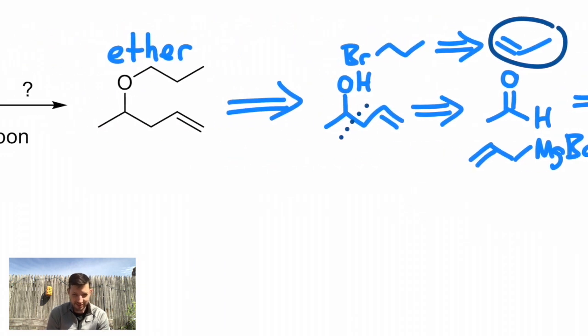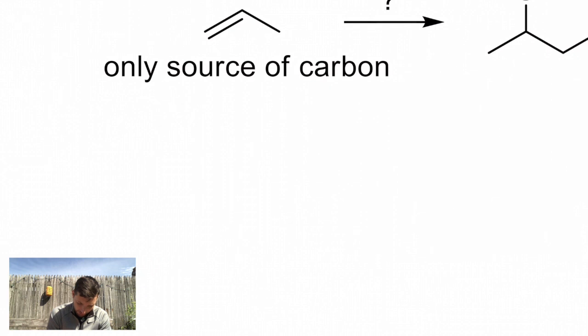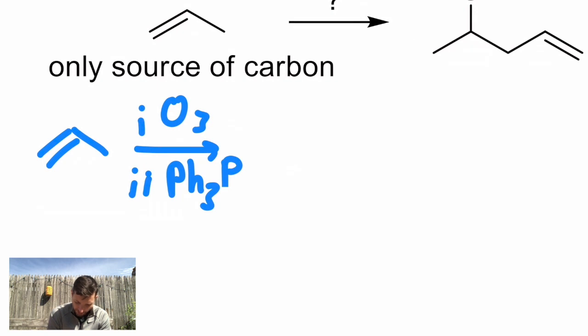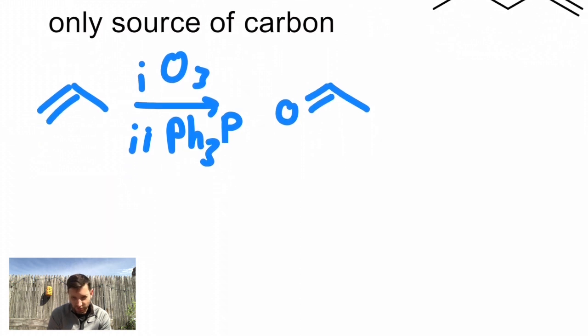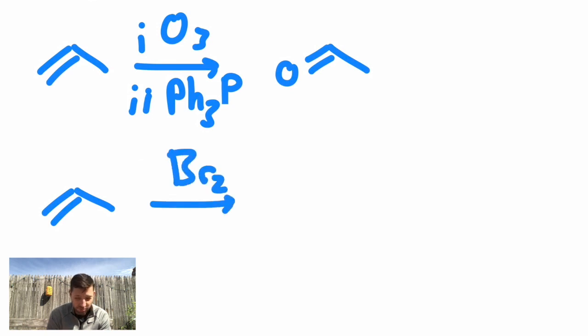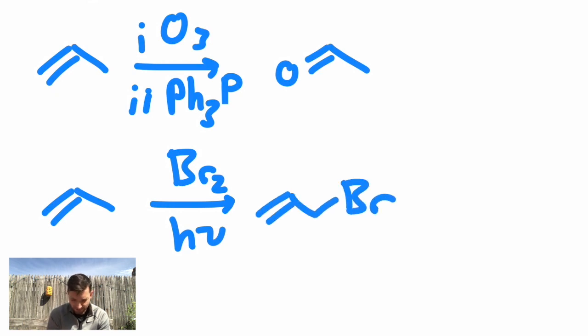So many things have to be done. First, I'll take propene and I'll do an ozonolysis. That's ozone, followed by a reducing agent such as triphenylphosphine. That will turn this into your aldehyde. I'll just draw it on its side so you can see how that happens. Next, we need to make that Grignard. So if I take propene again and just do a radical halogenation, either with NBS or elemental bromine and photochemical conditions, you'll get the allylic halide.